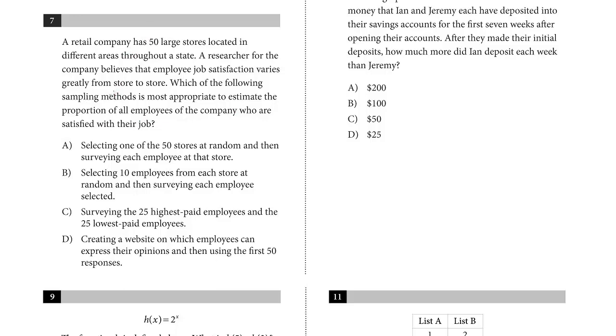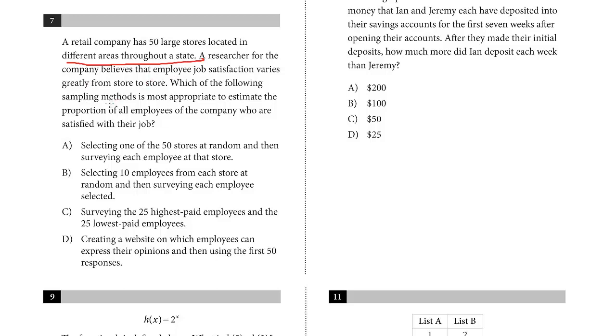always want to make sure it accurately reflects the population. The sample, remember, is like a subset. We're not asking every person in the population, we're asking a group. And if it is a fair sample, if it's random, then it can be a good representation of the entire population. And so 50 stores located in different areas throughout a state, and the company wants to find the satisfaction from store to store.